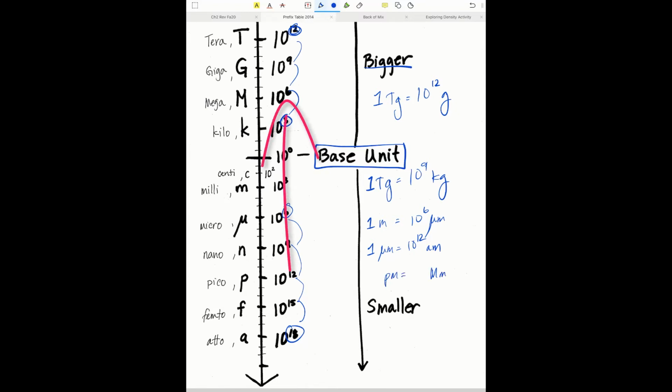So pico, let's get a different color here. So pico is 12, mega is 6, so it's 6 to the base unit, another 12 to get there for a total of 10 to the 18th. So one big one, 10 to the 18th picos. And all of those are the conversion factors that we would use for the respective conversions.